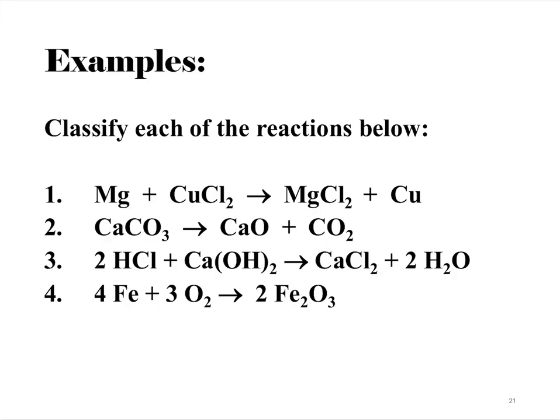For the first one, how would you classify that? Yeah, single replacement. Cl2 is kind of like our anion here, where the magnesium is replacing the copper. So this would be A, this would be B and C, then we have AC plus B. It's replacing the copper, which means the magnesium is a more active metal than the copper.